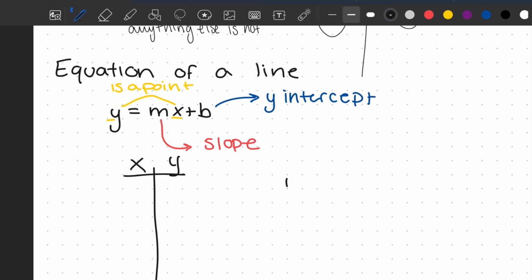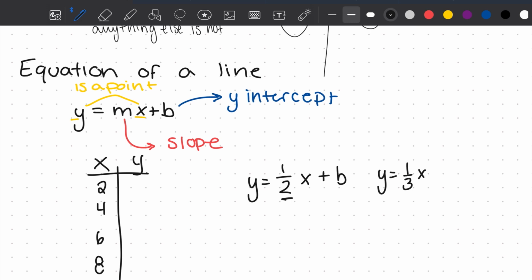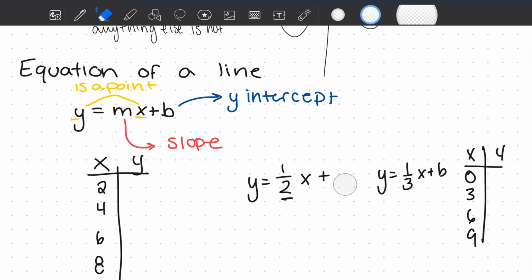If we're given y equals 1/2 x plus b, my little tip for you, because you can pick your x points that you're going to plug into this table of values: if I'm given a fraction for my m, I like to go up by the denominator. So in this case, every x value I choose is going to go up by 2. So I'm going to go 2, 4, 6, 8. If I was using the equation y equals 1/3 x plus b, I would suggest going 0, 3, 6, 9. That's because when you multiply that by the fraction, you're going to get a whole number there. And it's just a little bit easier to work with.